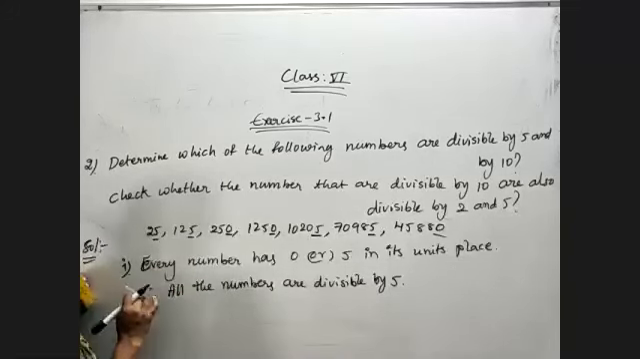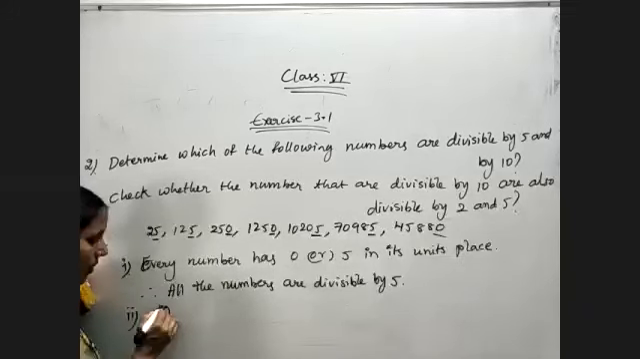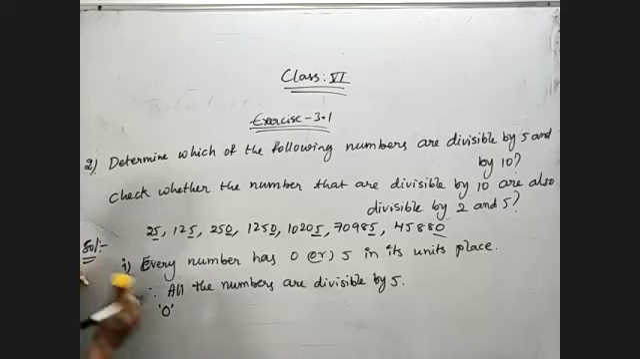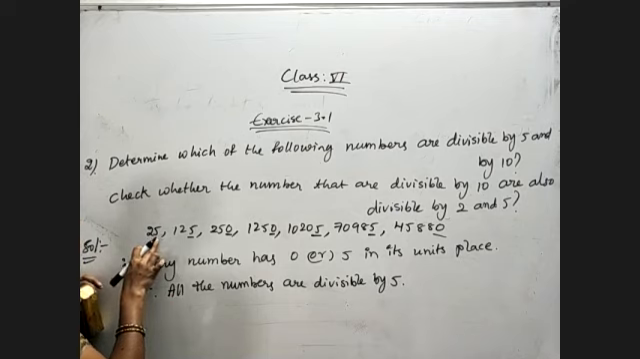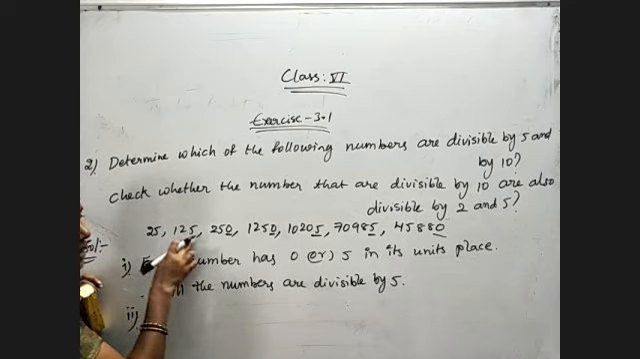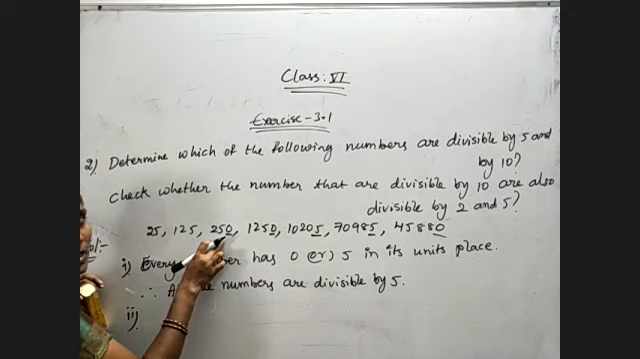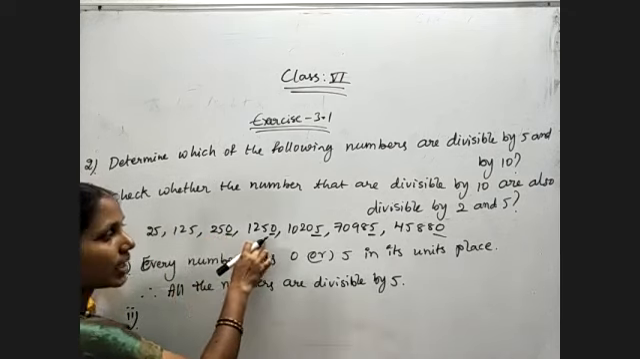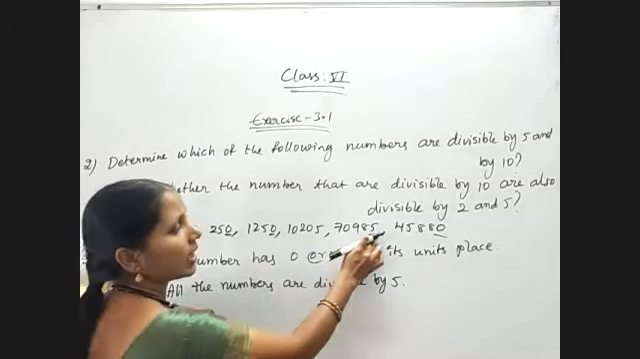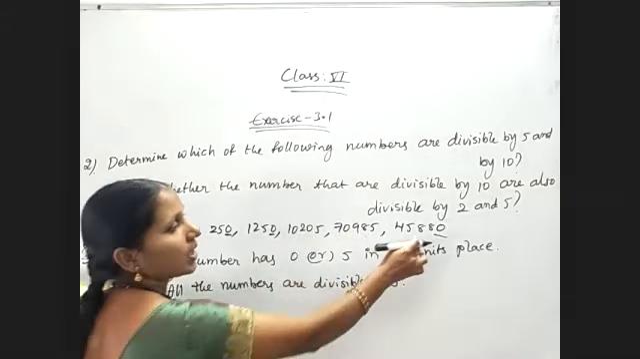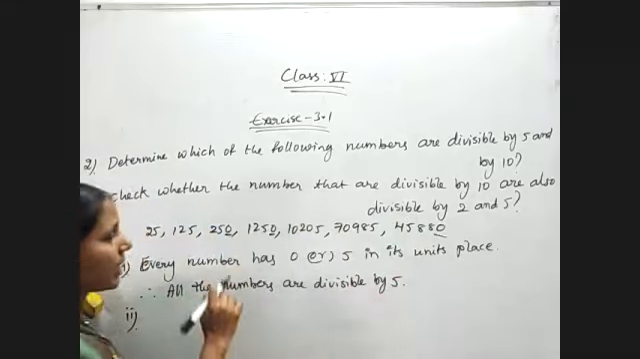Now coming to 10. What is the divisibility rule of 10? If the last digit, that is the unit digit, is 0, then only it is divisible by 10. Otherwise, it is not divisible by 10. So observe here in 25, we have got 5. So it is not divisible by 10. So here 250, 0 is there. It is divisible by 10. And here we have 5. So it is not divisible by 10. Here 5 is there, not divisible by 10. Here 0. So it is divisible by 10.